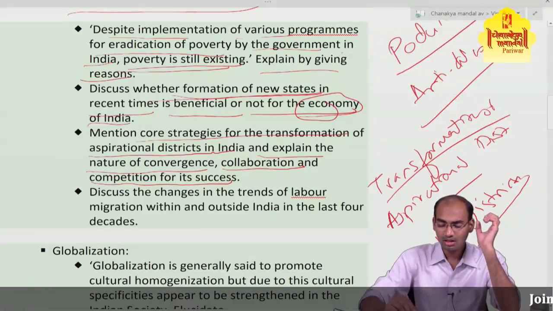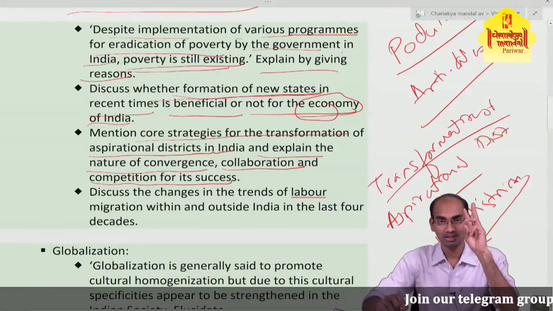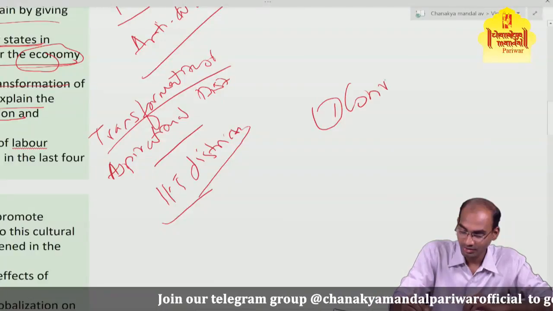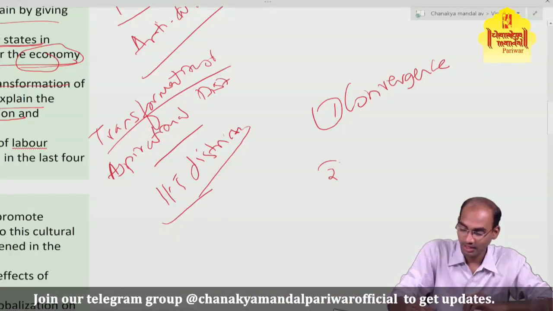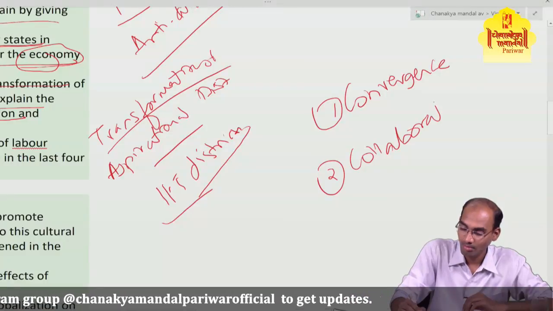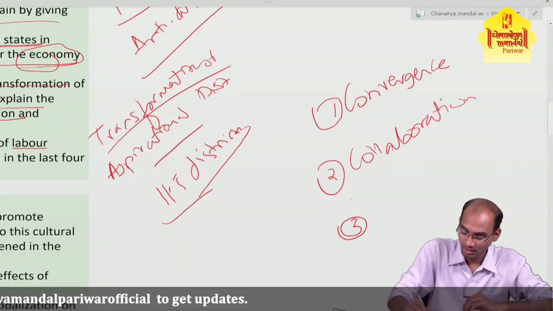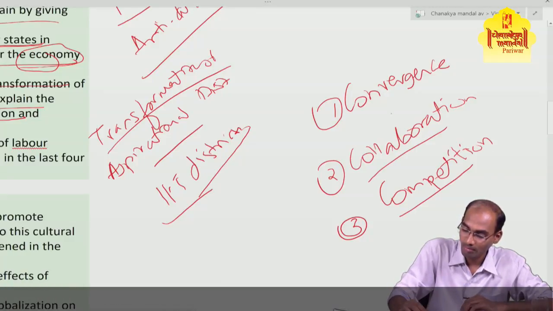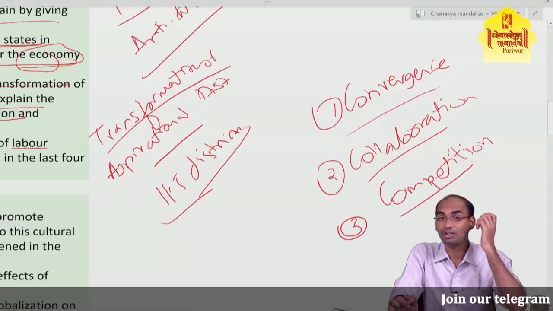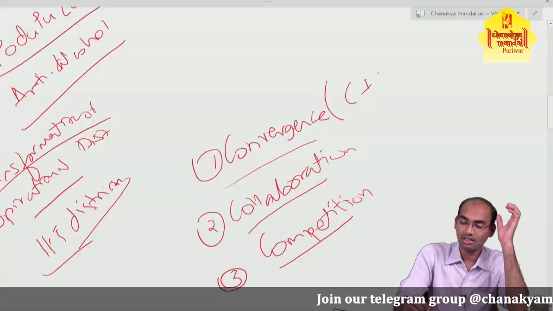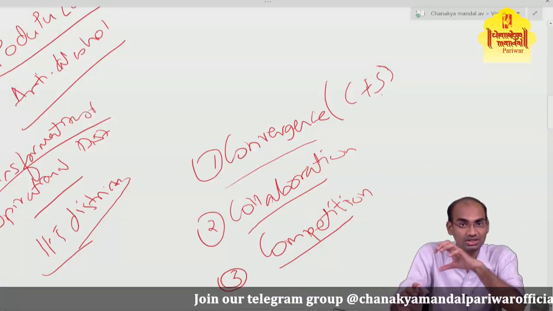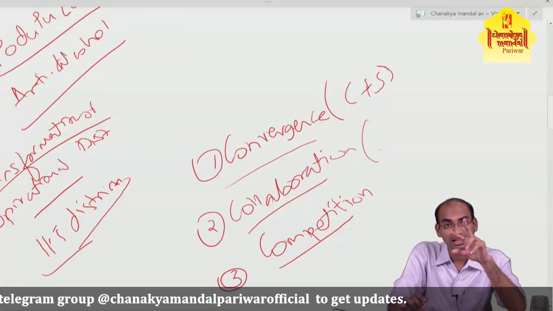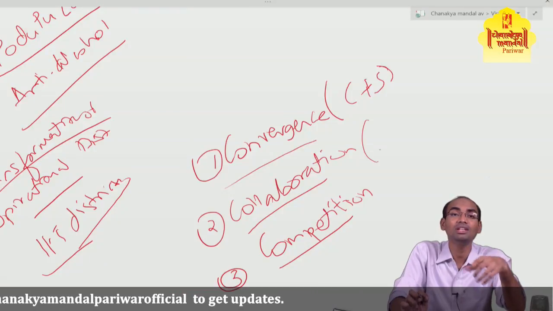Now, what is the core strategy for this? They have mentioned three C's. First, convergence. Second, collaboration. Third, competition. Convergence, collaboration and competition. So convergence of what? Of central and state government schemes. In collaboration, it is the collaboration of central and state officers in order to effectively implement the policies.